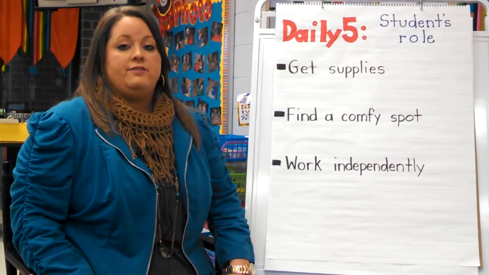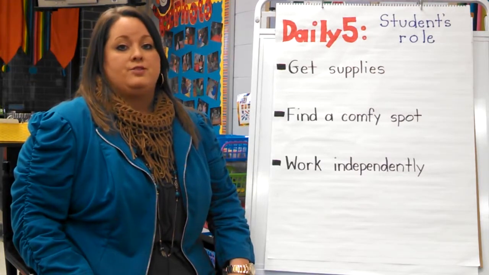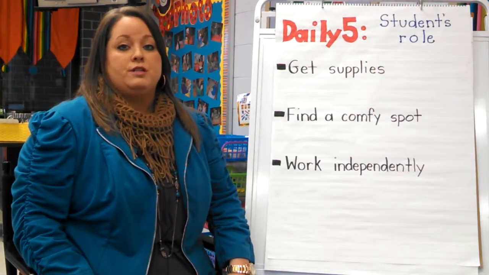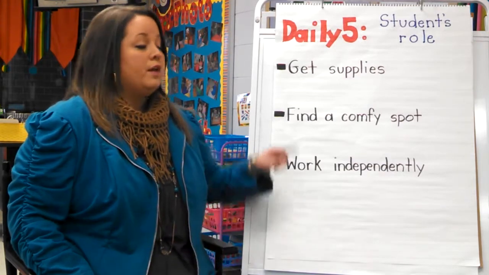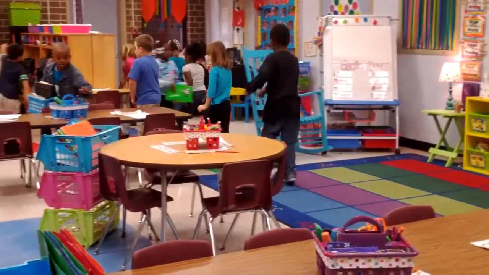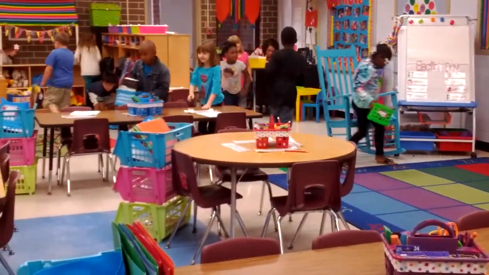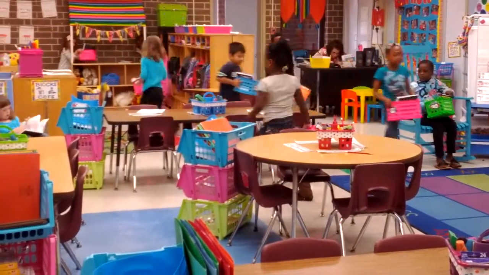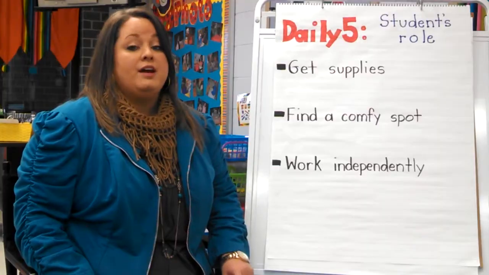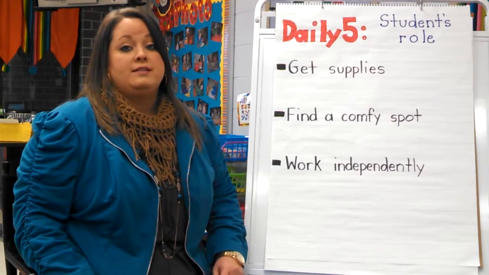In order for the Daily Five to run successfully in your classroom, it is important for the children to understand their role in the process. Let's take a closer look at the students' roles. First, they should know where to get their supplies. They should know where their book boxes are, and they should know where their supplies are for working with words. Please make sure that they understand where to find their supplies.